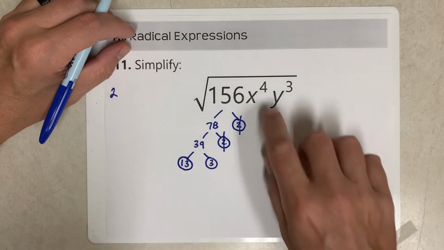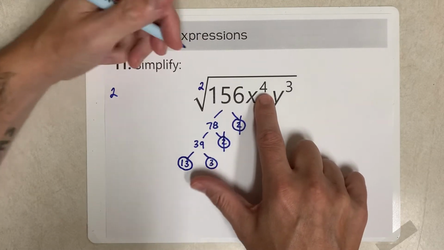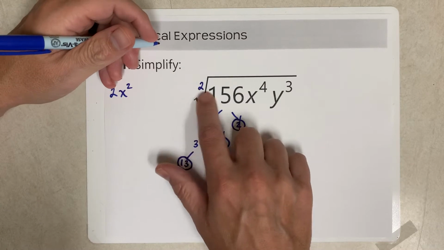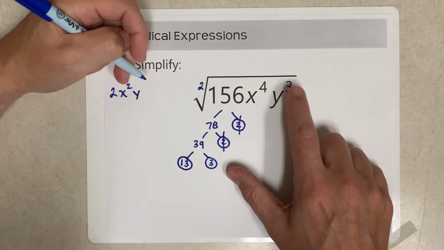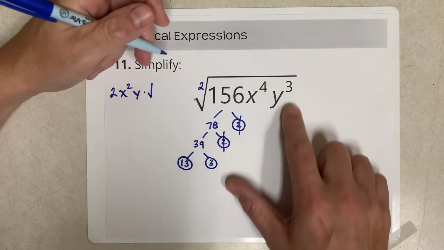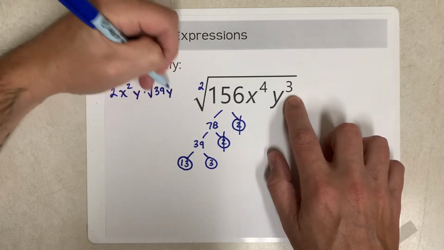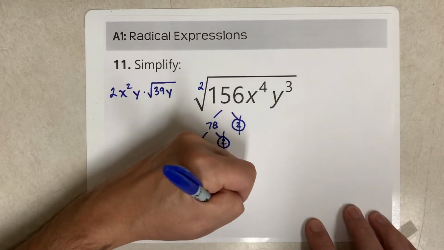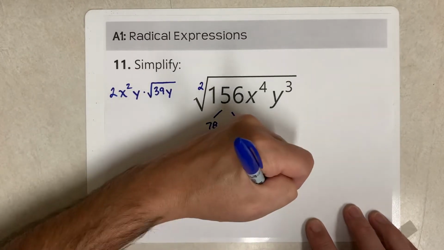Let's move on to the variables. Still got a 2 there. How many pairs of 2's can I take out of 4? That would be 2. So x squared. How many pairs of 2's can I take out of 3? Just 1. But I'm going to have an extra y still left under there, so I got to be careful with that. So times the square root of 13 times 3 is 39. And then that extra y right here. And so my final answer, 2x squared y times the square root of 39y.